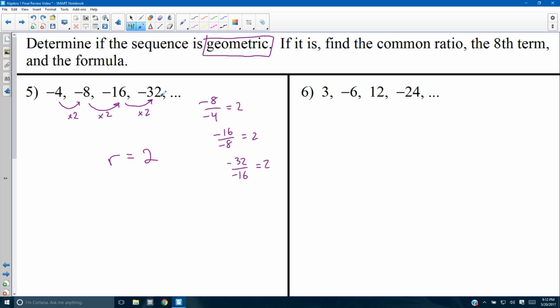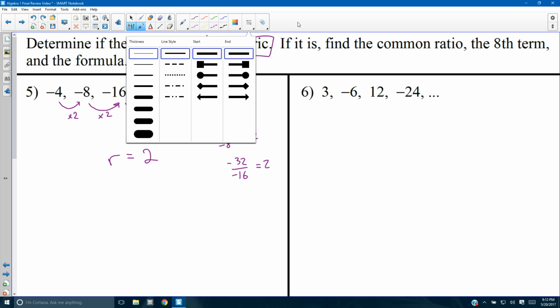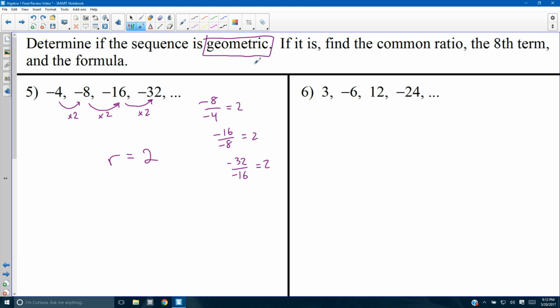Now, all this being said, your numbers are getting farther negative, and that's okay. That doesn't make your ratio negative 2 here. Negative times a positive is still a negative. Okay, in this case, you have two different formulas to work with. They're both kind of the same thing, but it depends on what term you start on.